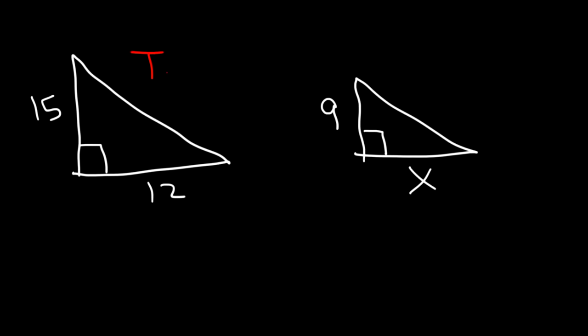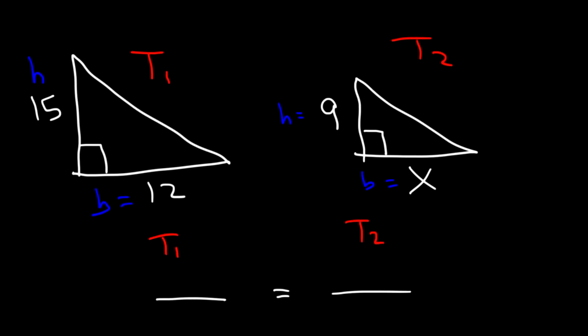Let's call this triangle 1, triangle 2. And let's say that 15 is the height of triangle 1, 12 is the base. And here this is the base and this is the height. So let's set up a proportion between triangle 1 and triangle 2. So we need two fractions separated by an equal sign. On top, I'm going to put the height. On the bottom, the base. So the height of triangle 1 is 15. The height of triangle 2 is 9. The base of triangle 1 is 12. And the base of triangle 2 is x.